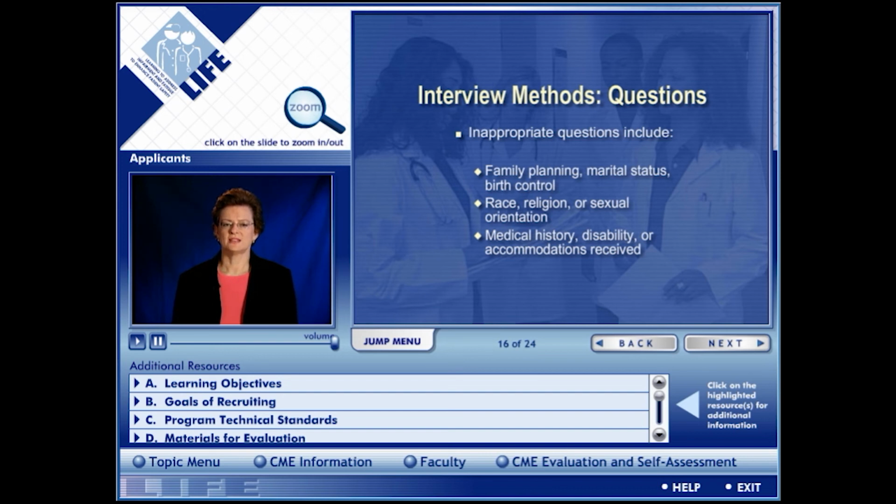Therefore, you may ask if the applicant can perform, with or without reasonable accommodation, the essential requirements and/or functions of the residency program, or if the applicant has any condition that would prevent him or her from completing the program. An example of an inappropriate question would be, do you have a seizure disorder?